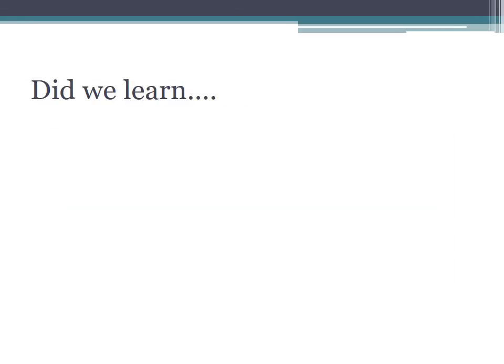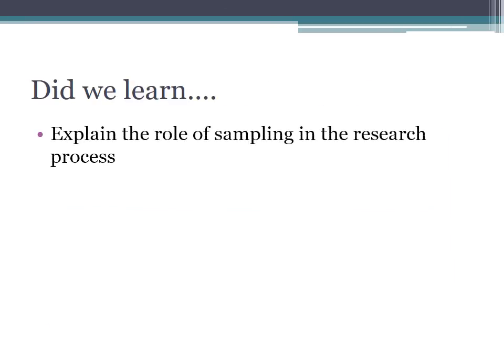All right, so that is the new information for Chapter 6. Let's make sure we covered all the highlights. We explained the role of sampling in the research process, what it is, why we use it, and that we are hopefully able to make inferences about our entire group based on our sample.